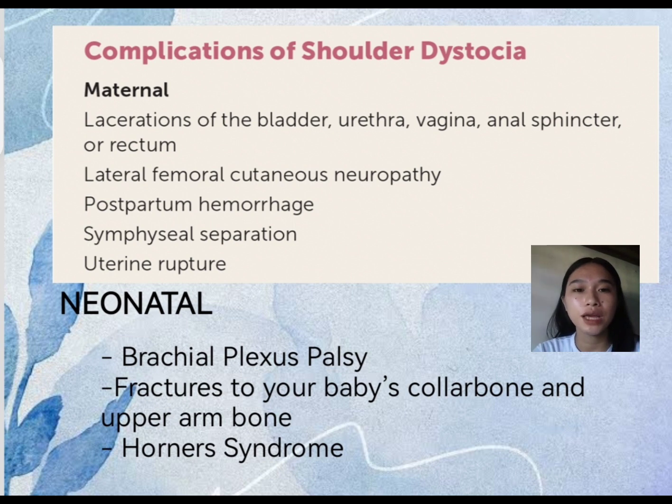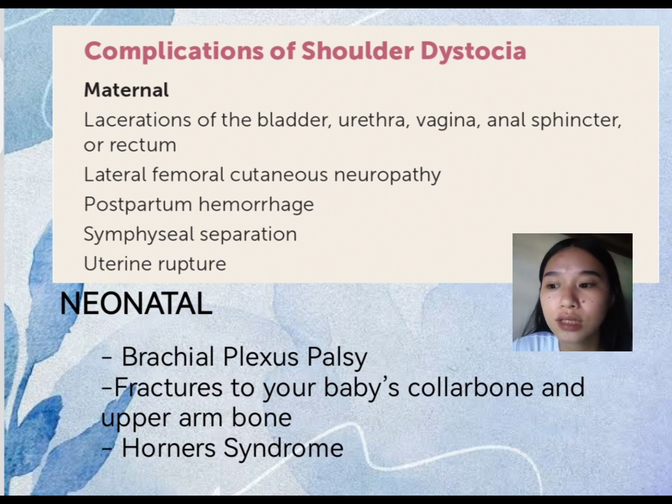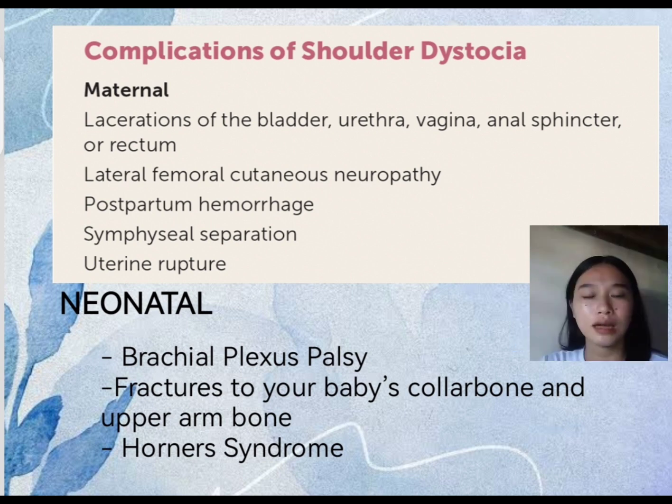Next, we have the neonatal complications. First, we have the brachial plexus palsy. The brachial plexus nerves run from your baby's spinal cord in their neck through their arm. These nerves are responsible for providing feelings and movements in your baby's shoulder, arm, and hand. Damage to these nerves can cause weaknesses and paralysis on the affected side. Then next, we have the fractures to your baby's collarbone or the clavicle and the upper bone or the humerus.